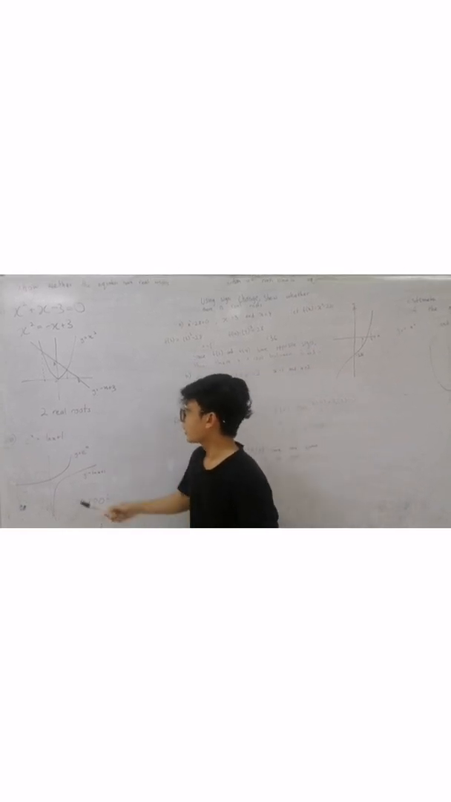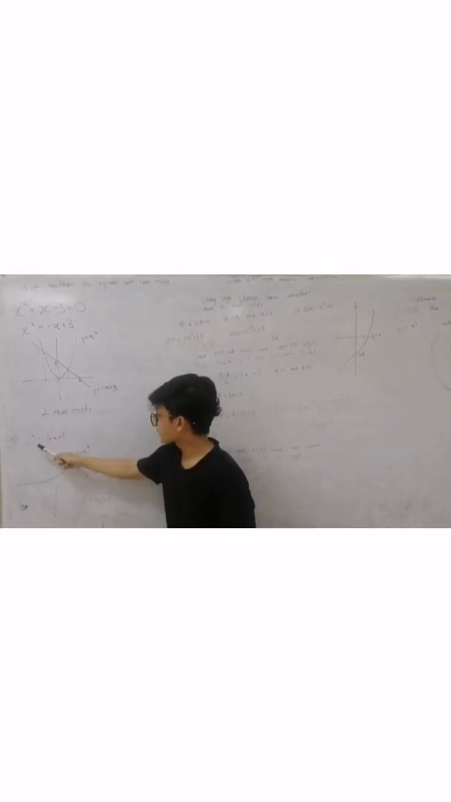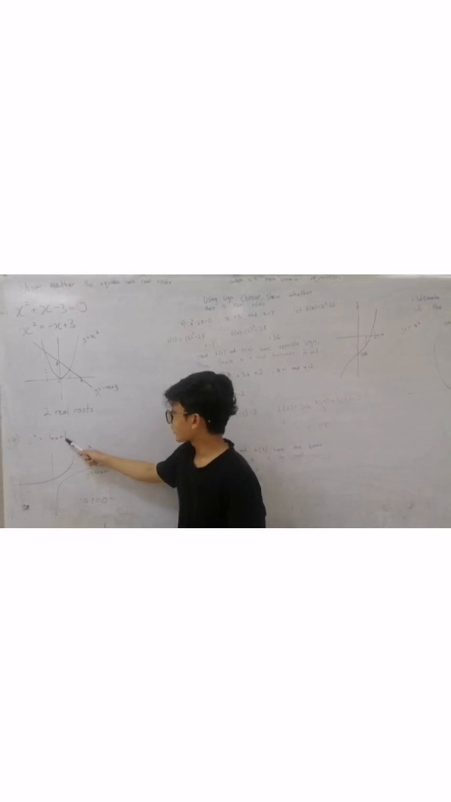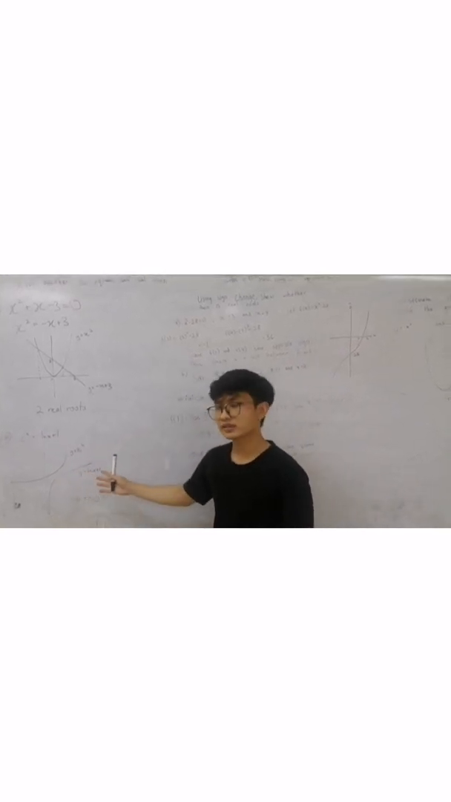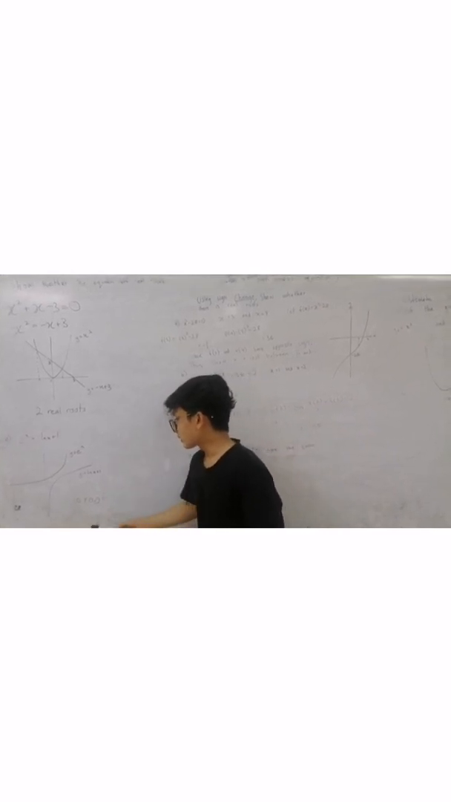Next, the equation e to the power of x equals ln x plus 1. And I drew the graph here. So there is no intersection point, which means there is no root between them.